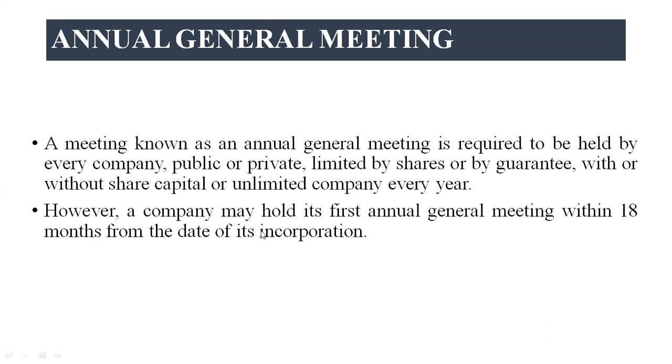However, a company may hold its first annual general meeting within 18 months from the date of its incorporation. A private company begins its operations right from the day of incorporation. When it gets the incorporation certificate, the very next moment it can begin its operations, right? So that's why it is mentioned that a company may hold its first annual general meeting within 18 months from the date of incorporation, right?